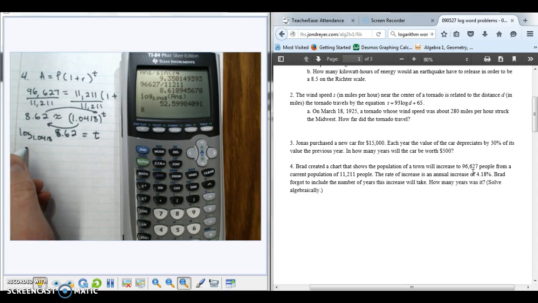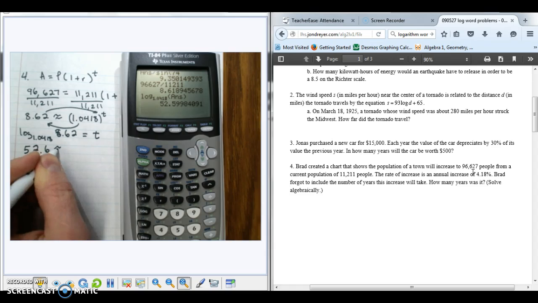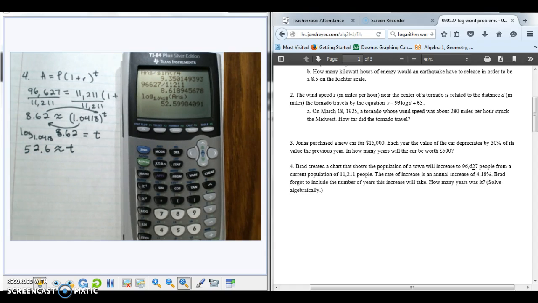52.5998. So let's round it to 52.6 is about equal to t. And let's see if that answers the question. It says, how many years was it? 52.6 years? Does that seem okay to say? I think so. It doesn't say round to the nearest year or anything like that. So 52.6 would be my answer.